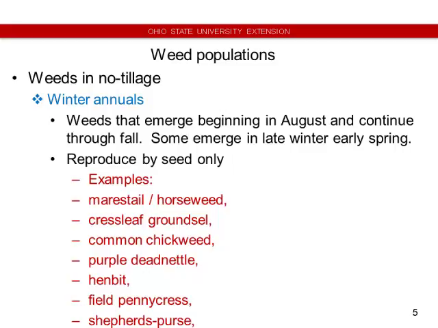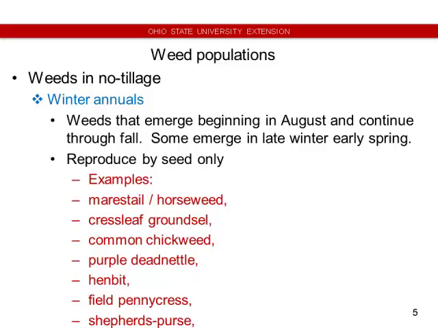And so we're talking about anything from marestail or horseweed, which is the number one weed problem that we have in row crop production in the state of Ohio because it is resistant to glyphosate in most cases, as well as most likely resistant to ALS chemistry as well. So that becomes a big issue for us.